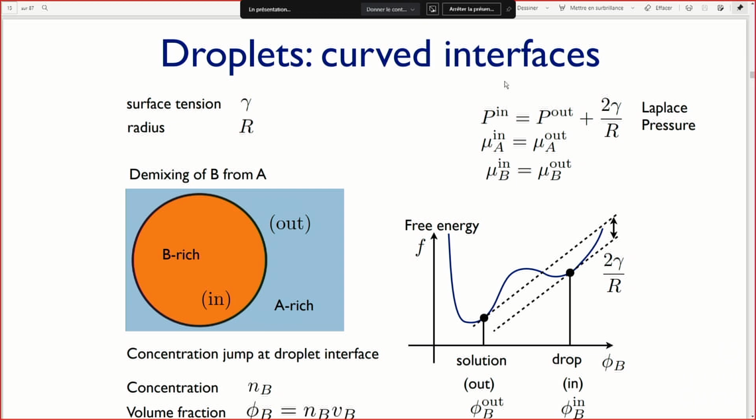Now, when we have emulsion droplets, the equilibrium condition at the interface is modified by the curvature of the interface. So the surface tension induces the Laplace pressure in the pressure balance, and it shifts the values of the chemical potential. The chemical potentials are still the same locally inside and outside the droplet, so the slopes here must be the same, but there is a shift between these two lines by 2 gamma over r, where r is the droplet size. And therefore, the local equilibrium is affected by the curvature and droplet size.